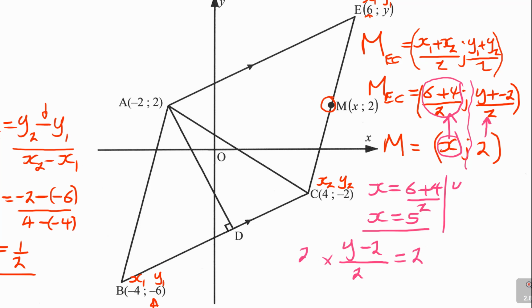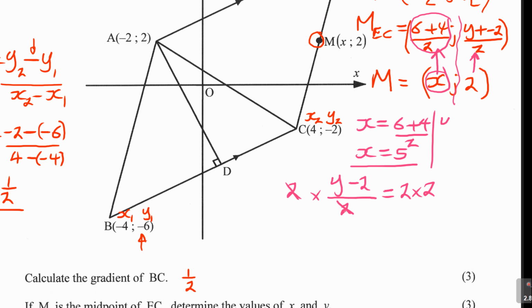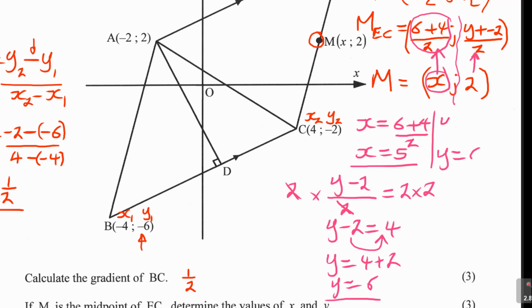And then you multiply by 2 this side, to remove that fraction. So what do you have? You've got y minus 2 is equal to 2 times 2, which is what? It is 4. Take negative 2 to the other side. You've got y is equal to 4 plus 2, and you have y is equal to 6. So these are the coordinates there. So here y is equal to 6.